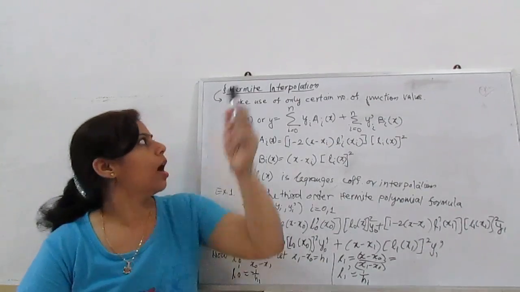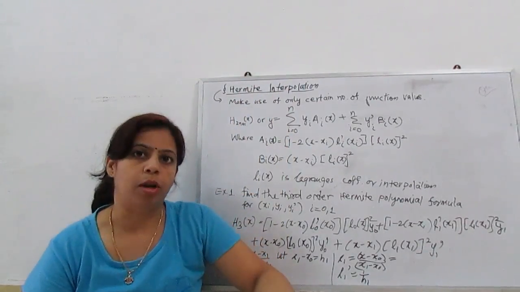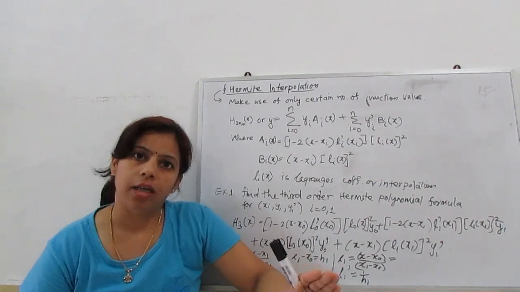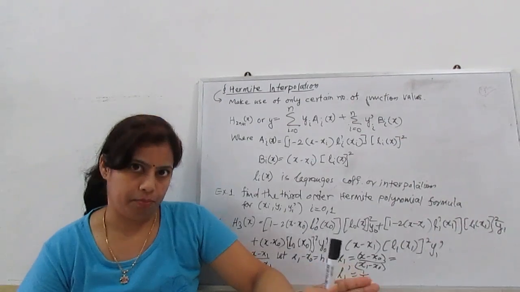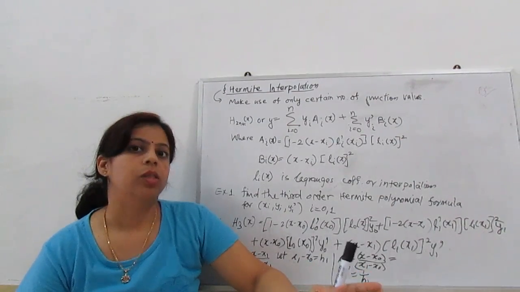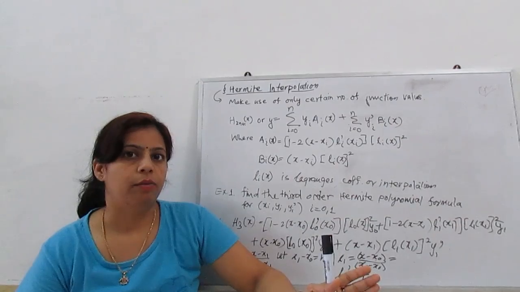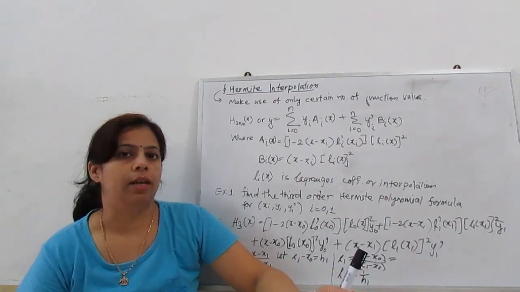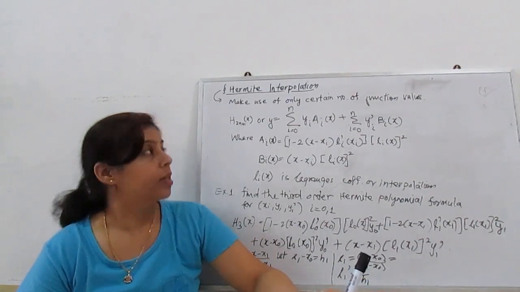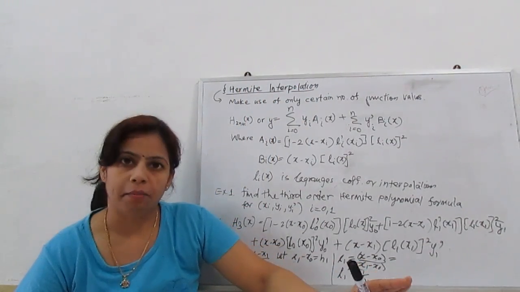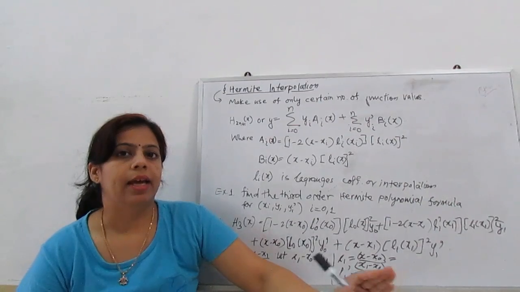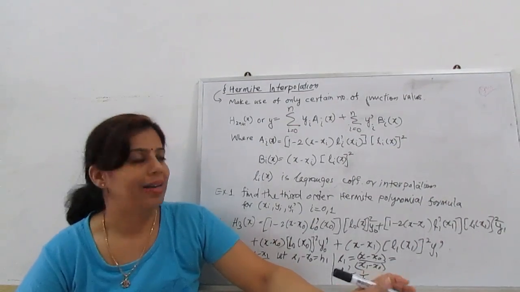Today we discuss the Hermite interpolation formula. It is a little bit further in unequal interval interpolation. In the previous video you can watch the Lagrange's interpolation formula for unequal interval. Now, a little bit further, the Hermite interpolation formula. So first have a look at what the Hermite interpolation formula is, and then we go through examples.